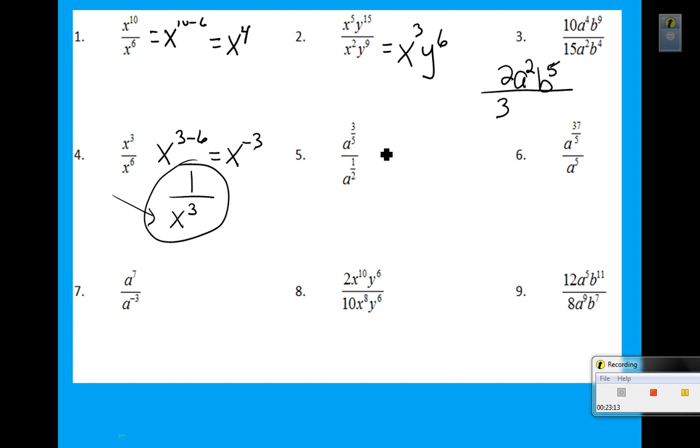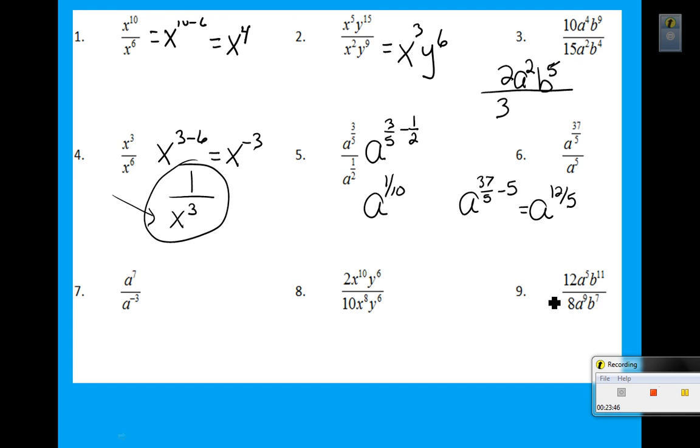Here's my number 5. I'm going to have a, oh no, there's a fraction. So we're just going to grab your calculator, 3/5 minus 1/2. If you run that through correctly, you get 1/10. So then you're done. My number 6, I'm going to go a to the 37/5 minus 5. When you type that in your calculator, you get a to the 12/5. You're done. Stop.